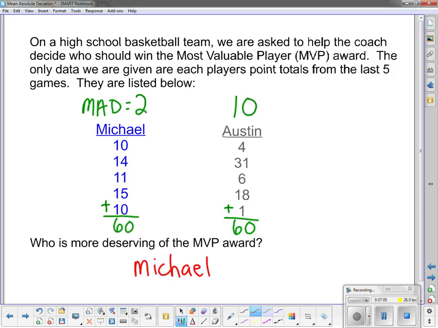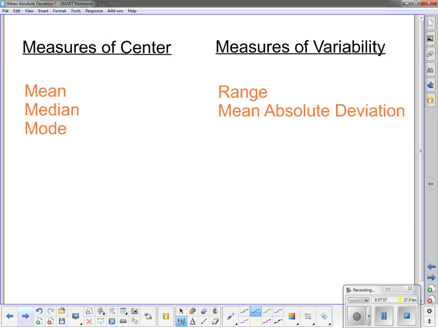We have now added a new measure of variability called mean absolute deviation. It also helps us measure spread and how spread out the data is, or how close the data is, shows consistency. And the more we know about measures of center and measures of variability, the better we can support our stances, especially if we're trying to give advice to a coach.